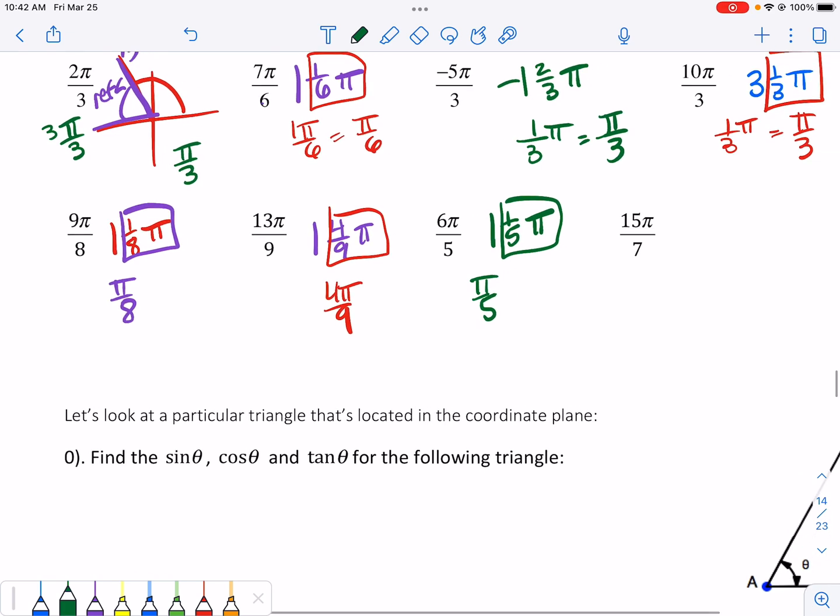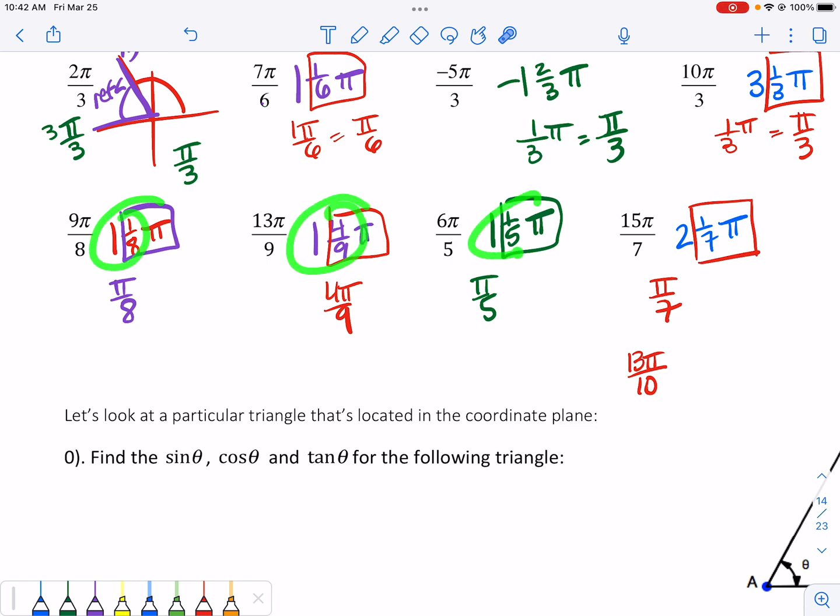Okay. If we look at 15/7, that's 2 1/7 pi. So we're looking and seeing, is 1/7 more than half or less than half? Well, since half of 7 is 3.5 and 1 is smaller than that, we're just going to say that it's closer to 2. Well, how far past 2 did we go? Well, we went 1/7 past it, which is pi sevenths. Now, all of these were going to the lower number, so you can see that it's just the leftover part of the mixed fraction that you're looking at.